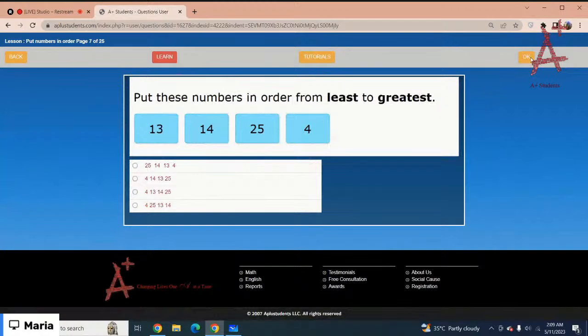No. 6, 17, and 16. 16 is less than 17. 17 would be the greatest one. It would be 6, 16, and 17.